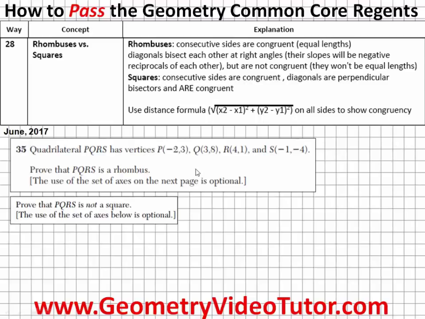So that difference right there is how we're going to show that PQRS is not a square, which once again will involve the distance formula. Now we're going to do that for the diagonals. So we're going to do P and R and Q and S.